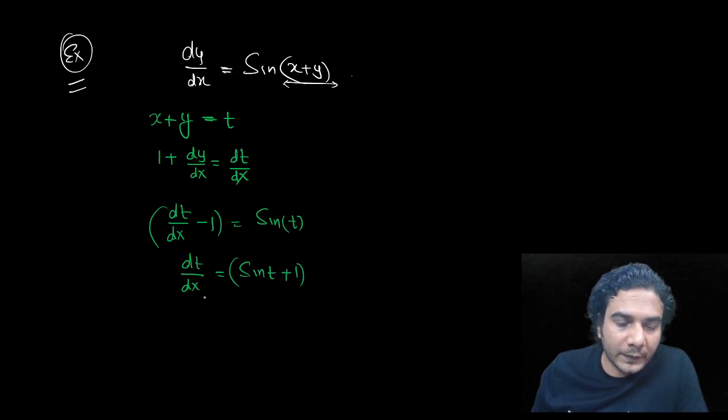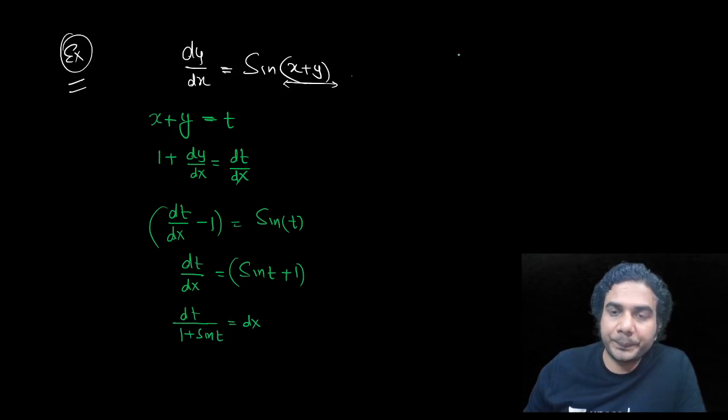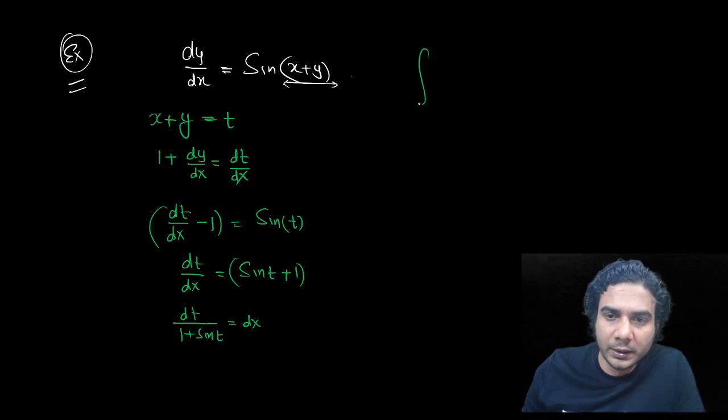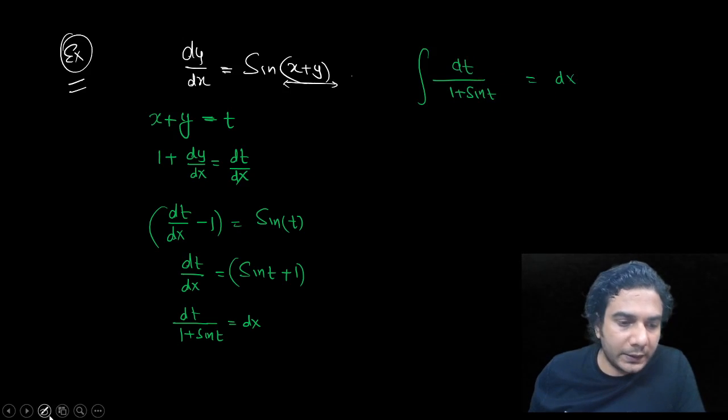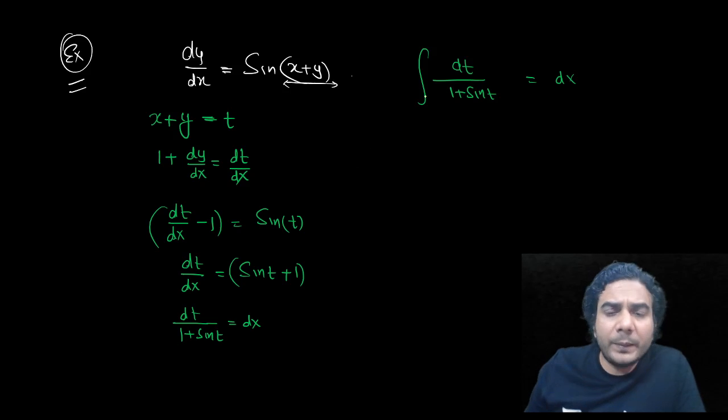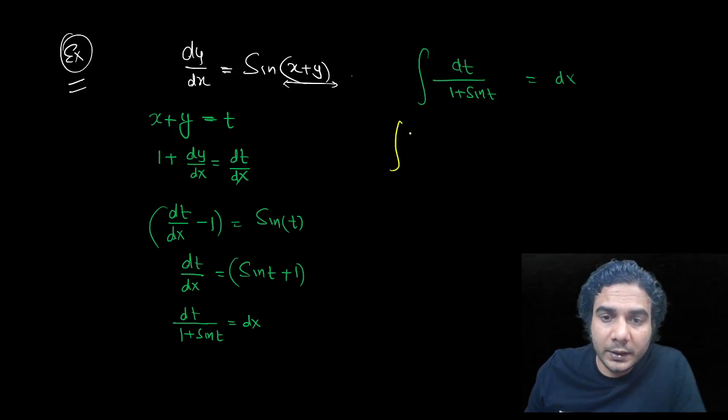Alright, then we can separate it. dt upon 1 plus sine t is equal to dx. Now how to integrate it? So now it's a question of integration. So it is dt upon 1 plus sine t is equal to dx. So to integrate this, what you need to do, multiply and divide by 1 minus sine t. It will become easier. This is an easy method to integrate it.